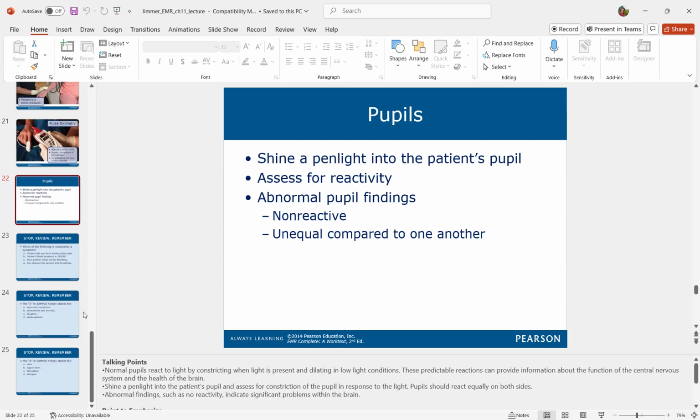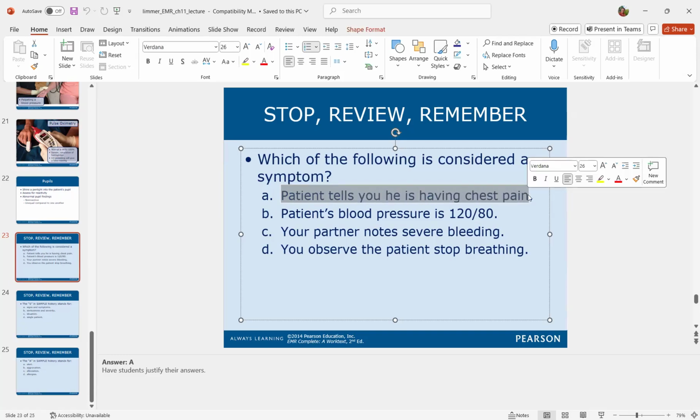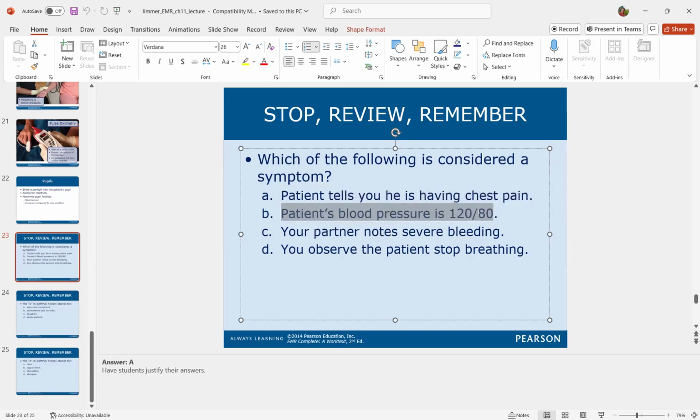All right, so that's basic history and vital signs. For this, which of the following is considered a symptom? Again, a symptom is something that they're feeling or they're telling you. So if the patient tells you they're having chest pain, that would be a symptom. Patient's blood pressure, 120/80, that would be a sign because we can see that. We note severe bleeding, we can see bleeding. Observing patient stop breathing, again, we can see that. So this one would be a symptom. They're telling you they're having chest pain. We can see the signs of it right here.